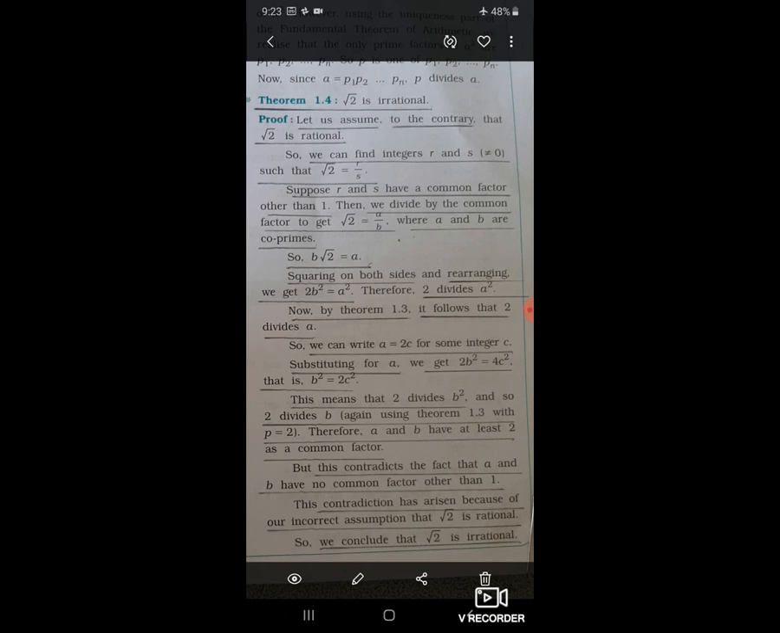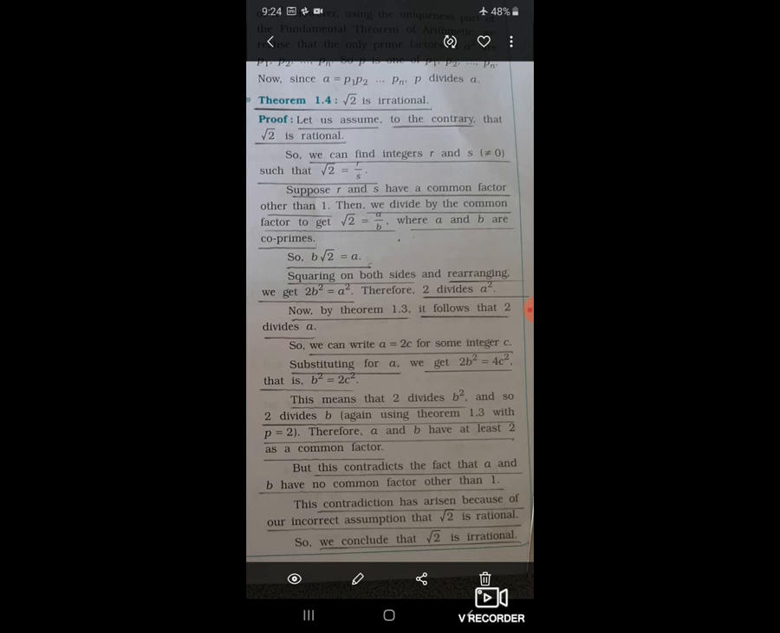Now, by theorem number 1.3, it follows that 2 divides a. So, we can write a is equal to 2c for some integer c. Substituting for a, we get 2b square is equal to 4c square. That is b square is equal to 2c square. This means that 2 divides b square and 2 divides b. Again use theorem number 1.3 with p is equal to 2. Therefore, a and b have at least 2 as a common factor.